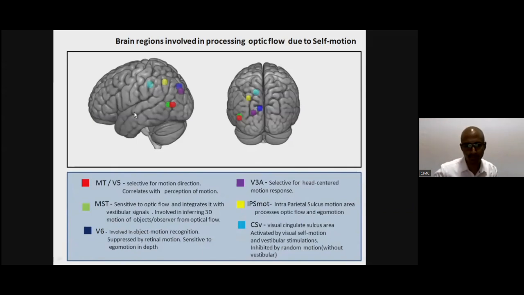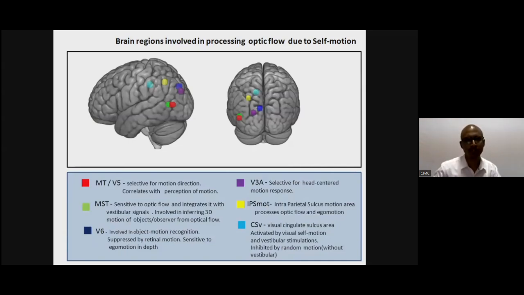And as you go anterior to the parietal lobe, there are two: one is the cingulate sulcus area and the other the intraparietal sulcus. These are quite important in integrating it with vestibular information, because vestibular information gives a lot of valuable information about eye position, head position, etc. So all of these get integrated. So this is what we understood.